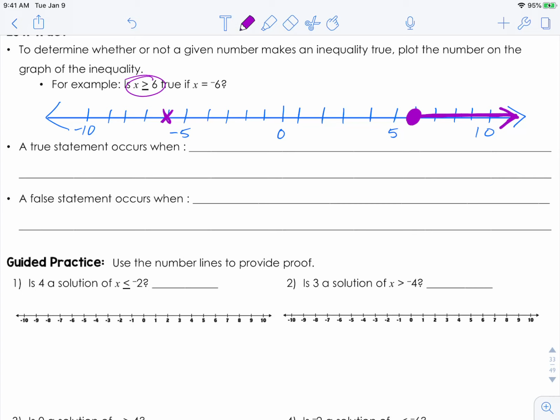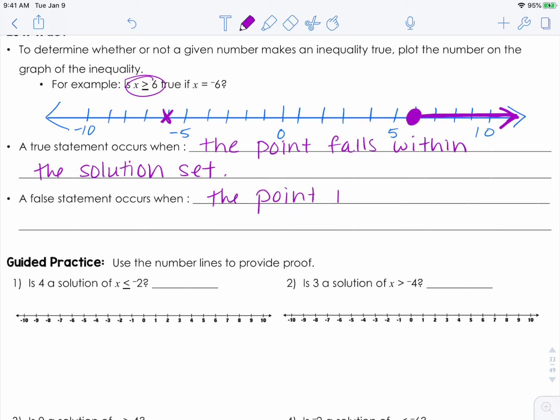So a true statement occurs when the point falls within the solution set. And a false statement occurs when the point is outside the solution set. So we can tell just by looking at the graph that this is a false statement. So that is not true. Negative 6 is not a solution to the inequality x is greater than or equal to 6.